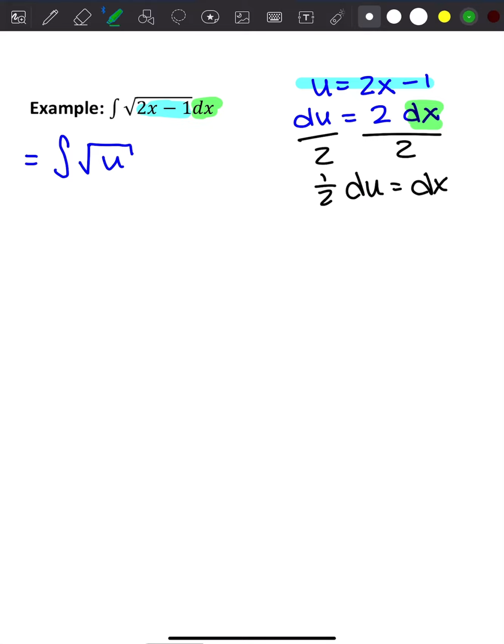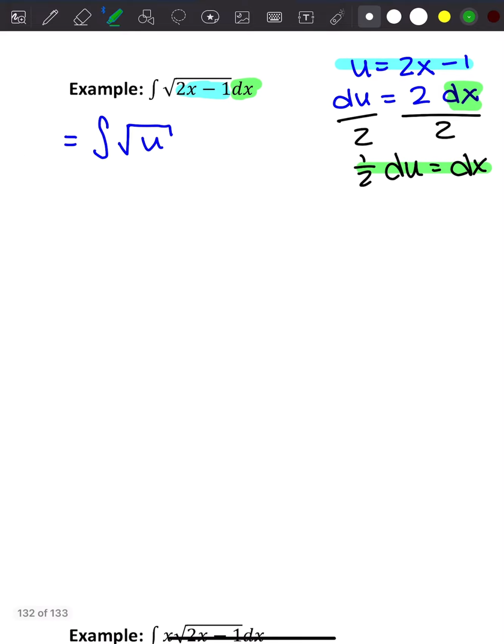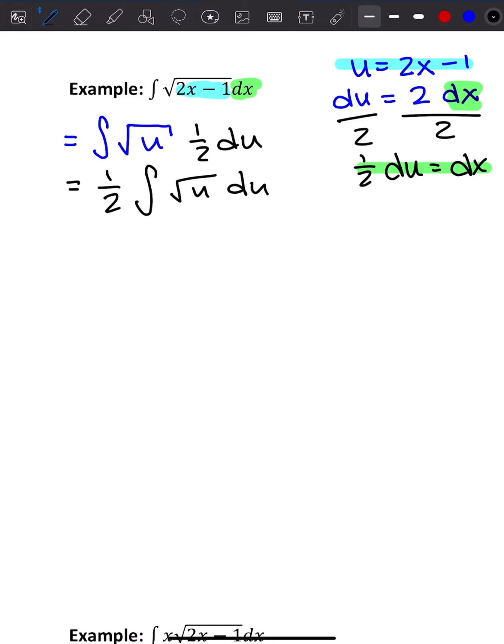So now all of this is what I'm going to use to substitute in. So instead of dx, we're going to write 1/2 du. If I know what's going on, I can go ahead and move that 1/2 to the front without having to do anything extra. So I can make this my step together. And we get the square root of u du.